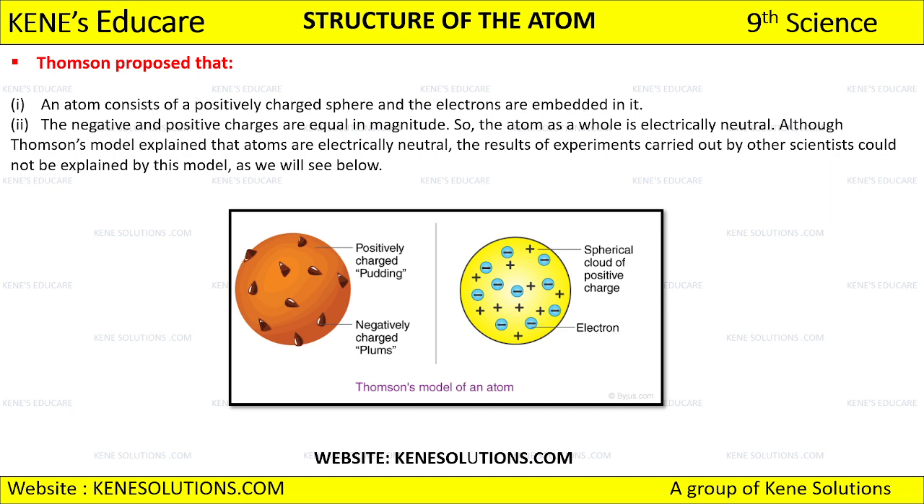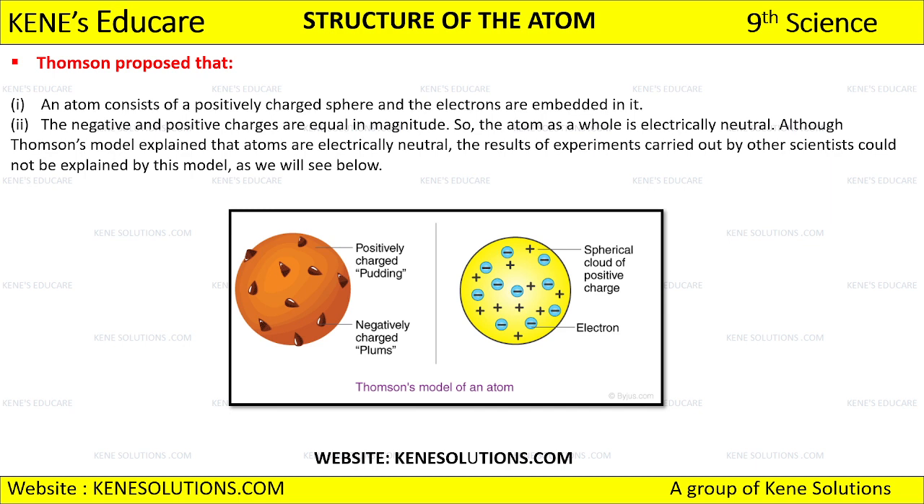So we can consider that the atom as a whole is electrically neutral because the number of protons and electrons are equal. That is why we can conclude that the atom as a whole is electrically neutral, right? Although Thomson's model explained that the atom is electrically neutral, the results of experiments carried out by other scientists could not be explained by this model, as we will see below.